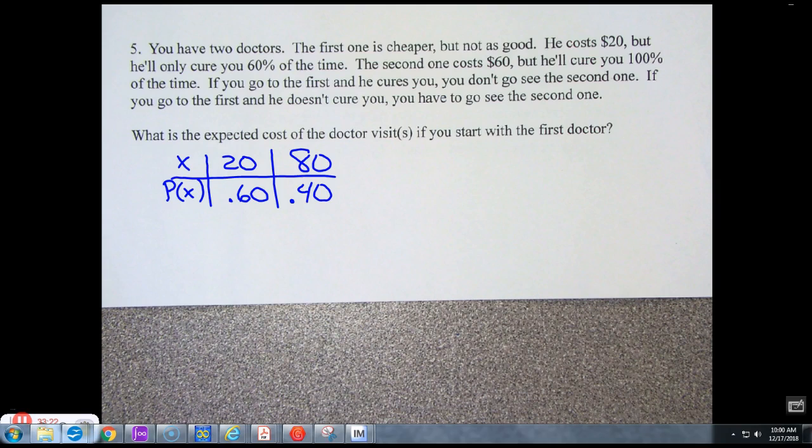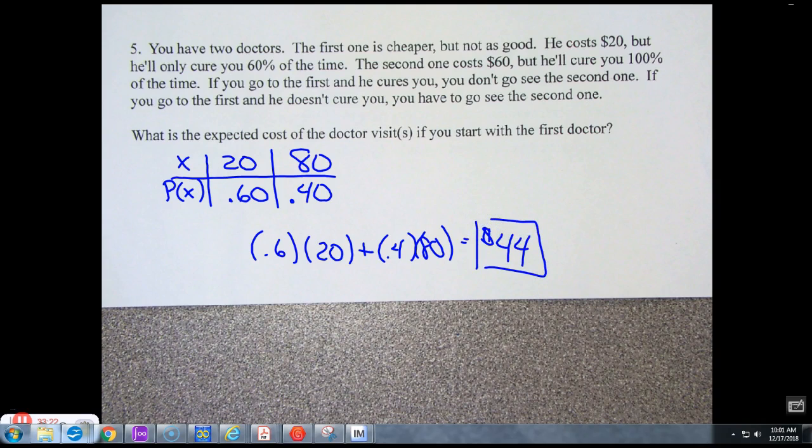So your expected cost, well, there's a 60% chance that you're done after the $20. But if that didn't work, you have to go see the second one, which happens 40% of the time, and you paid for both. So it'd be 0.6 times 20 plus 0.4 times 80. So that's 12 plus 32, which is $44.